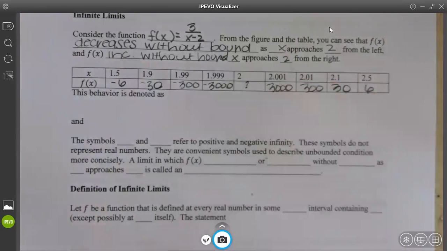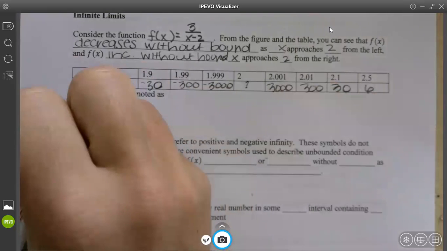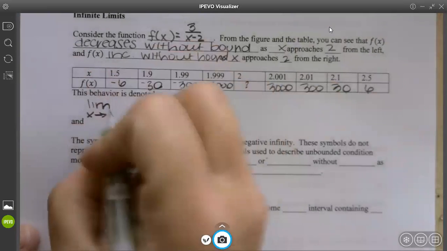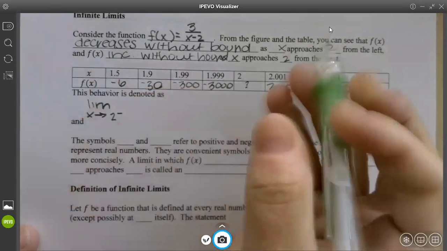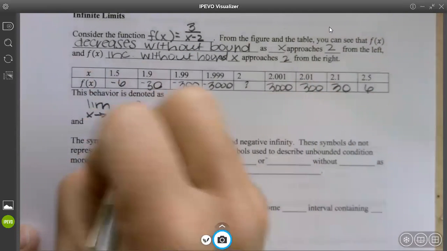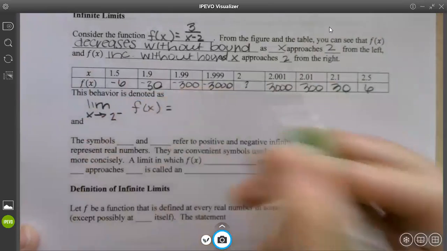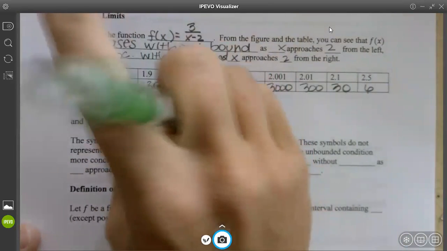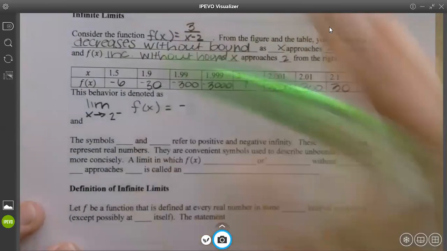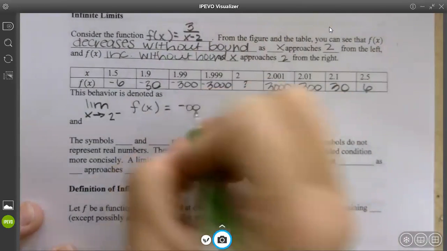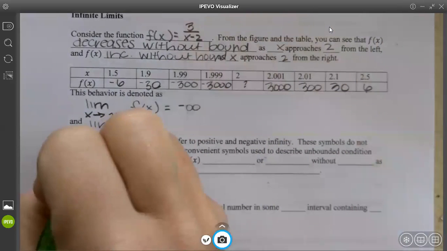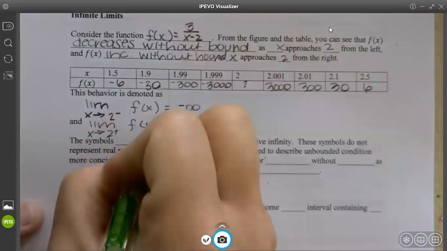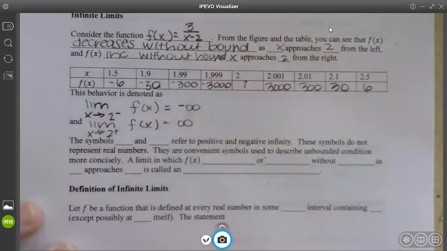All right. So the behavior is denoted as the limit as x approaches 2 from the left. And I'm not going to rewrite that function, but if you want to, you can. Is negative infinity. And the limit as x approaches 2 from the right of that function is positive infinity.